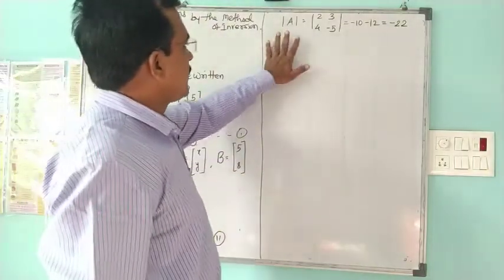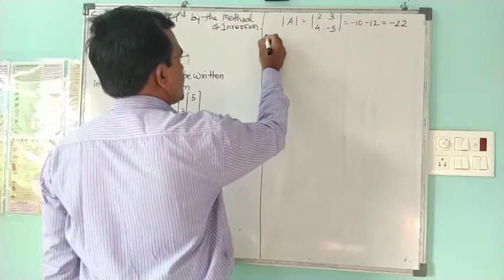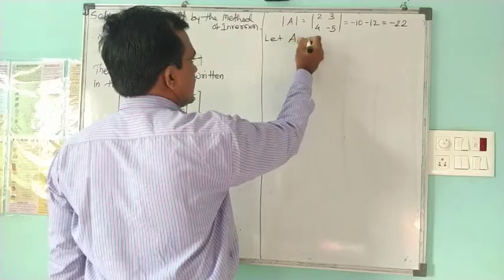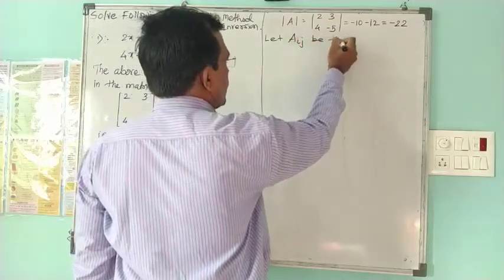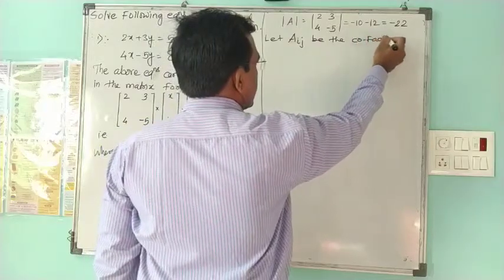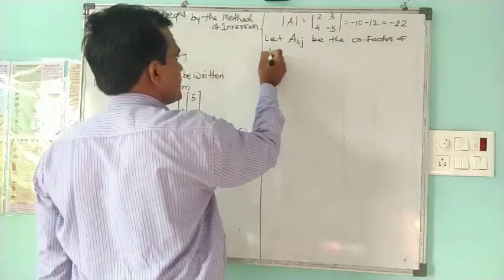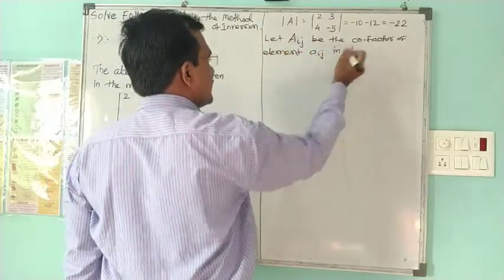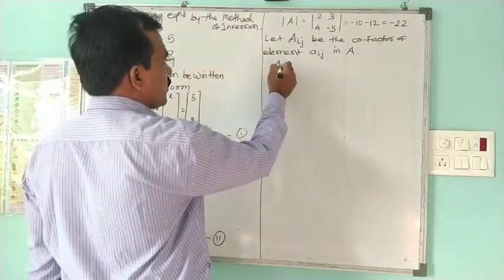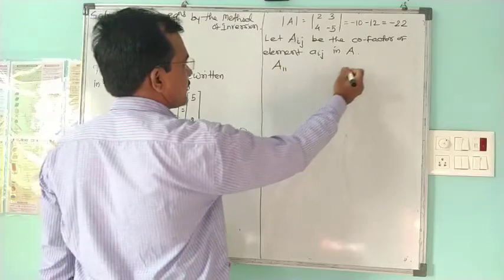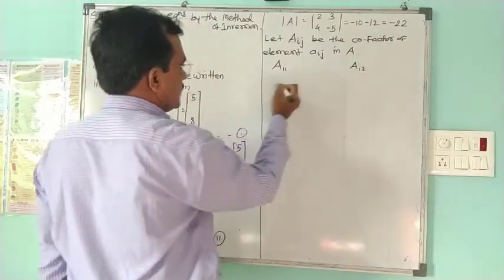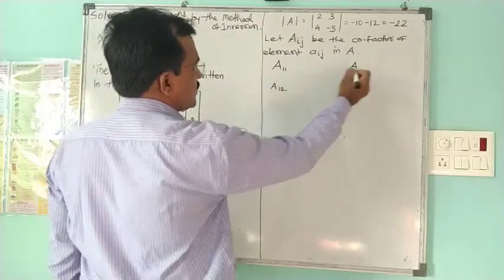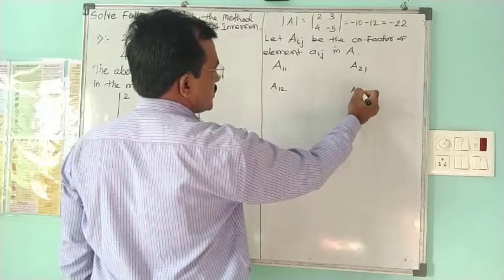In adjoint method, we are requiring adjoint of a matrix. So for adjoint, we are requiring cofactors. So if I call capital Aij the cofactor of element aij in capital A, then we will have 4 cofactors, that is A11, A12. If I write this A12 at this position and A21 and A22 at this position.